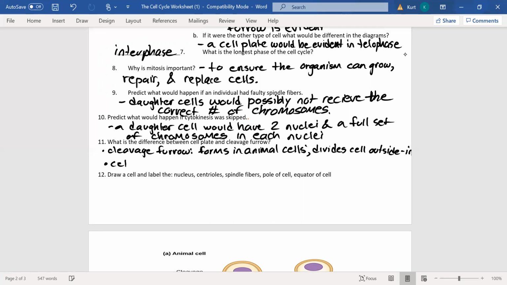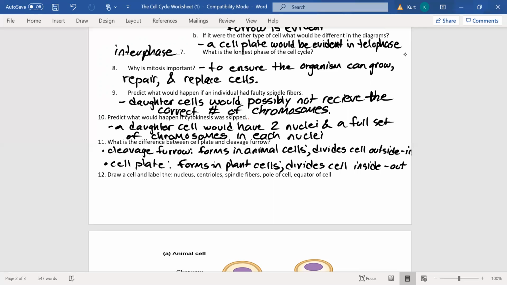For a cell plate, it forms in plant cells, and it divides a plant cell from the inside out, because plant cells have a cell wall. You can't get through that.